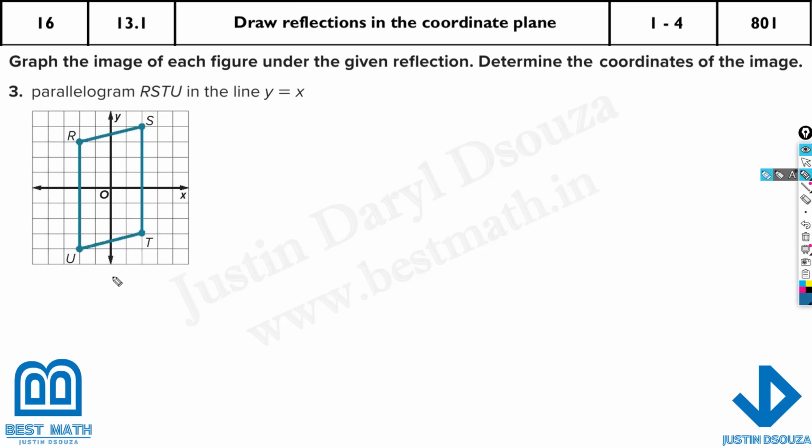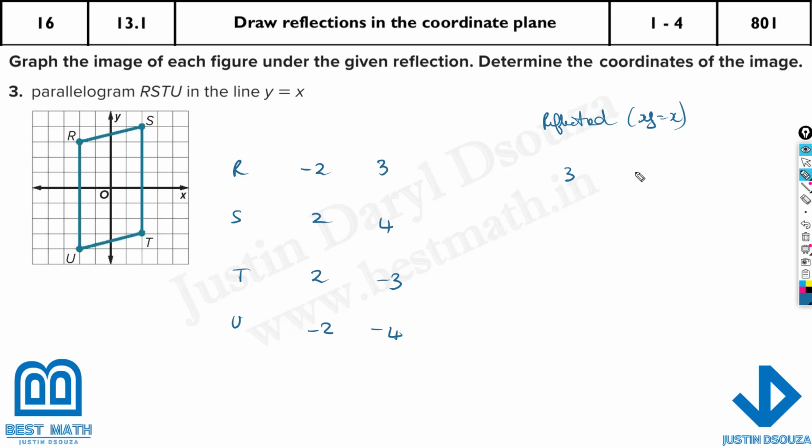This is similar to what we did a while ago. So it's along this line, y is equal to x. So all you need is, I'm not going to write origin and all, I'll just write these points. R, S, T, and U. R is -2 and 3. S is 2 and 4. T is 2 and -3. And lastly, we have -2 and -4. So now the reflected one, it's going to be reflected along y is equal to x. Therefore, it will be just a swap. 3, -2, 4 and 2, -3 and 2, and lastly -4 and -2. So these are the answers.